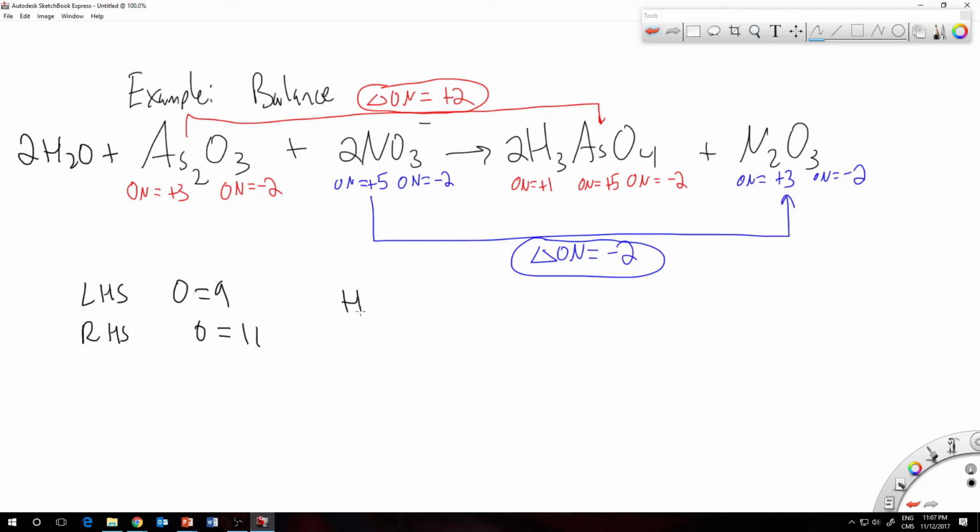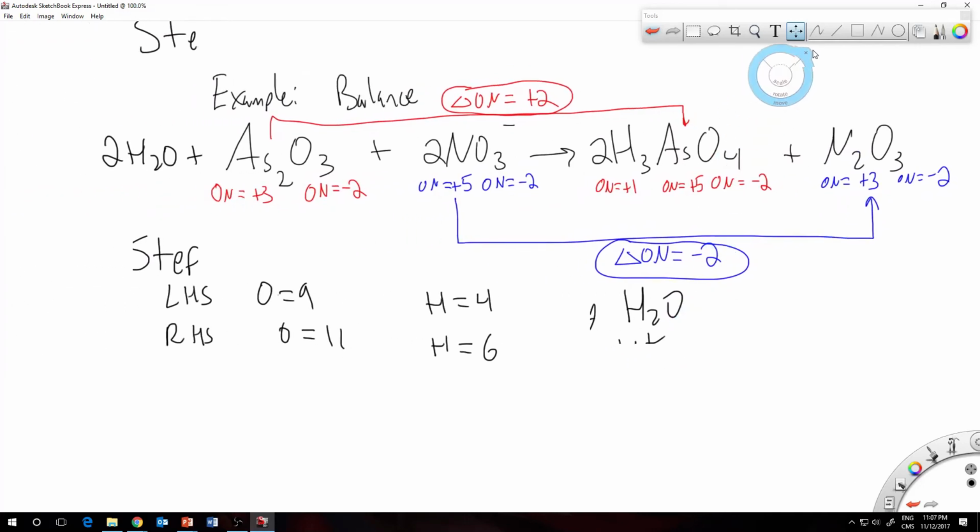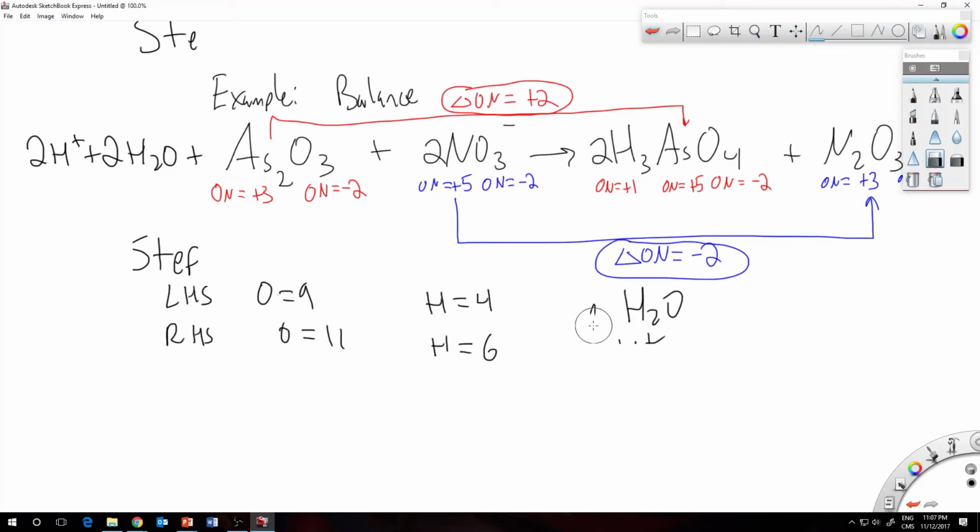Then we add hydrogens. Left-hand side hydrogens, we've got 4. Right-hand side hydrogens, we've got 6. So we've actually got to add the hydrogens to the same side we add water. Interesting. Oops, that's weird. I don't know why that step is showing up there. But let's add 2 hydrogens here, and that should do it. Okay, let me just erase these things so that they don't get in the way. That's just weird.